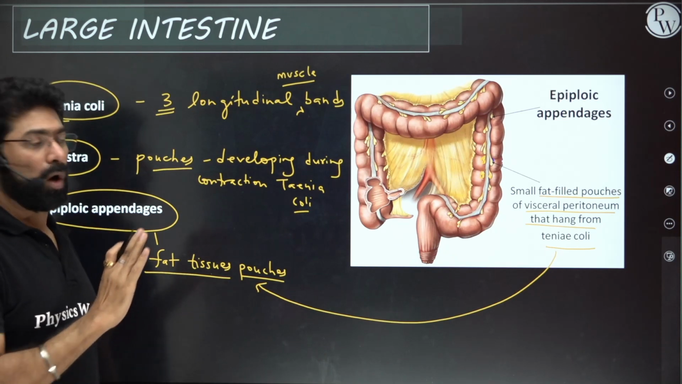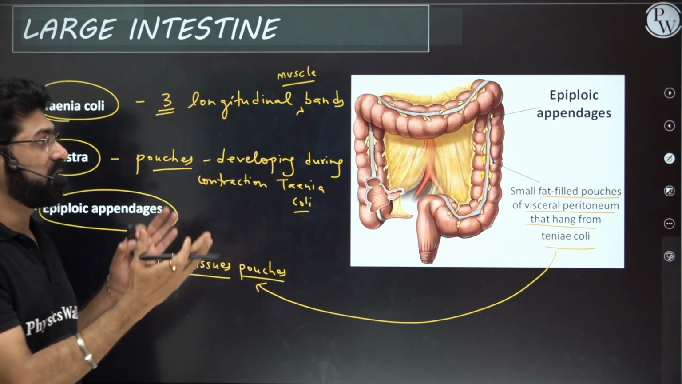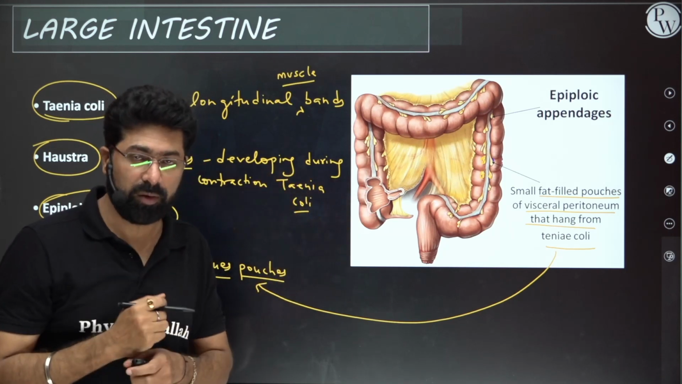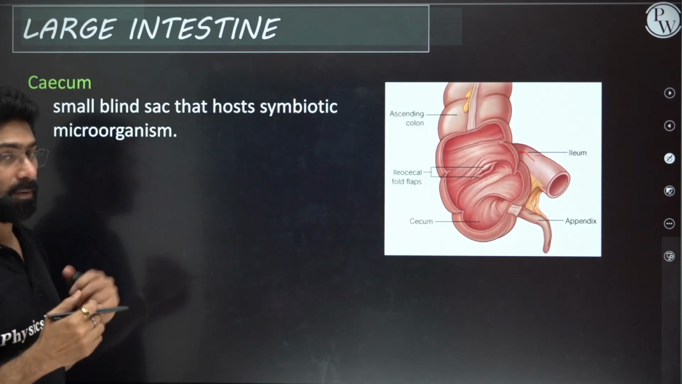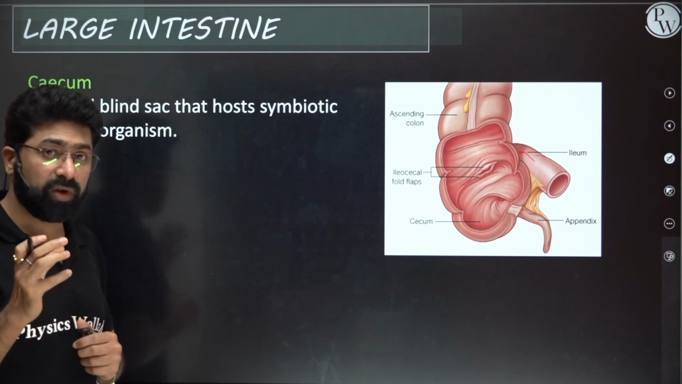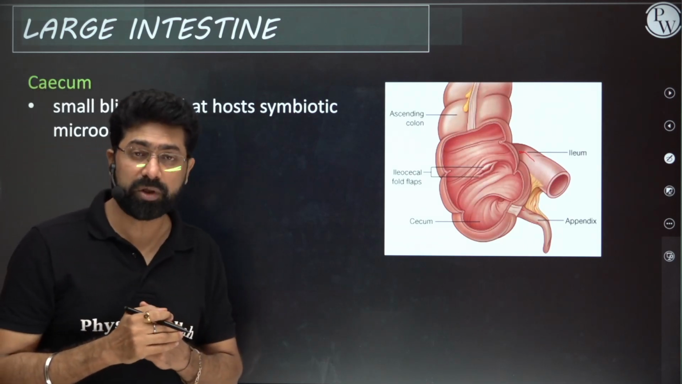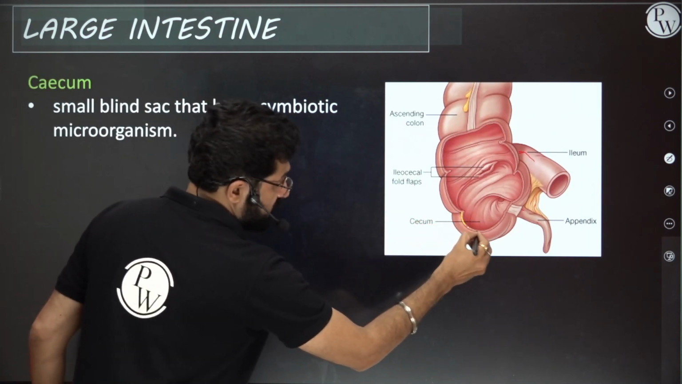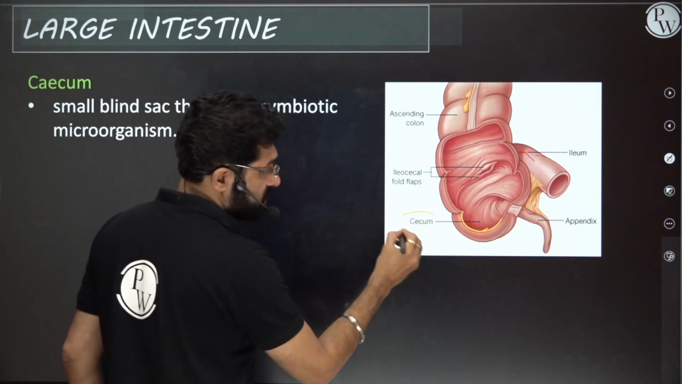Clear to you? All those three characteristics, how you can differentiate the large intestine from the small intestine. Have you understood now? Okay, let's continue further. Some parts of the large intestine we were about to talk about, that is the cecum. Cecum is a blind sac-like structure. You can see here, blind sac-like structure is the cecum.